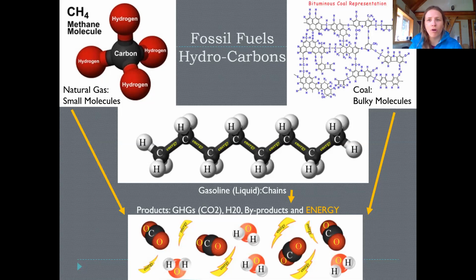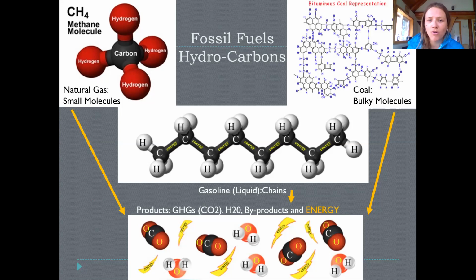And so when we burn coal, we tend to get a lot more contamination from impurities in the atmosphere than when we burn gasoline and natural gas, although there can be impurities in those other forms of energy as well. So basically what we do with these things once we dig them up is we burn them.